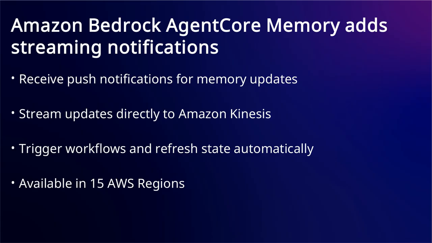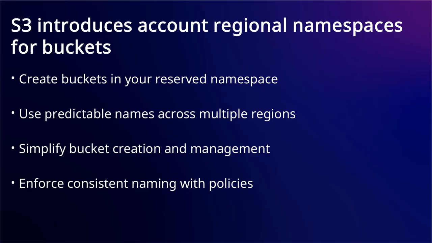Amazon S3 users often struggle with finding globally unique bucket names and managing buckets across regions. The new Account Regional Namespaces feature solves this by allowing you to create buckets in a reserved namespace. You can now create buckets in your own namespace, use consistent names across regions, simplify bucket management as your storage needs grow, and enforce naming policies.